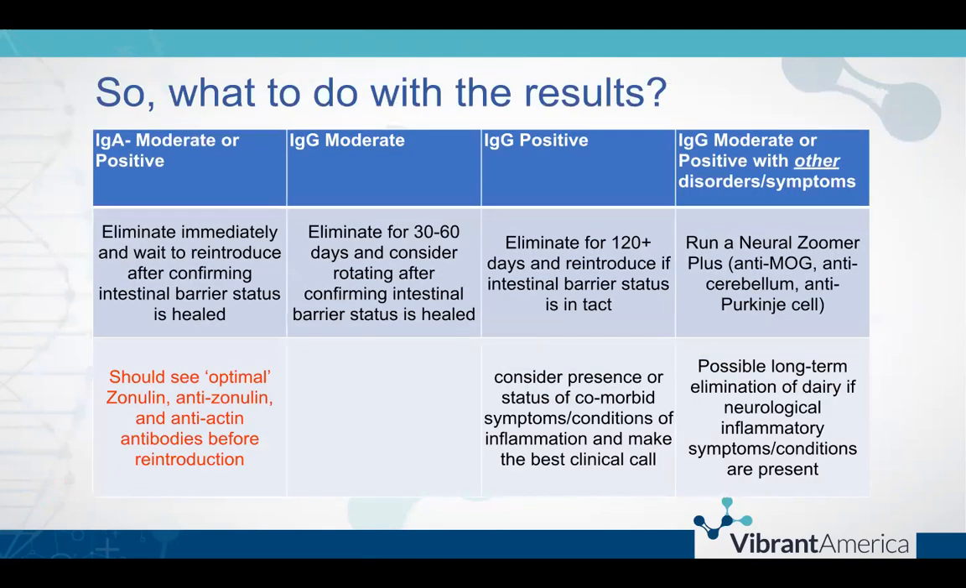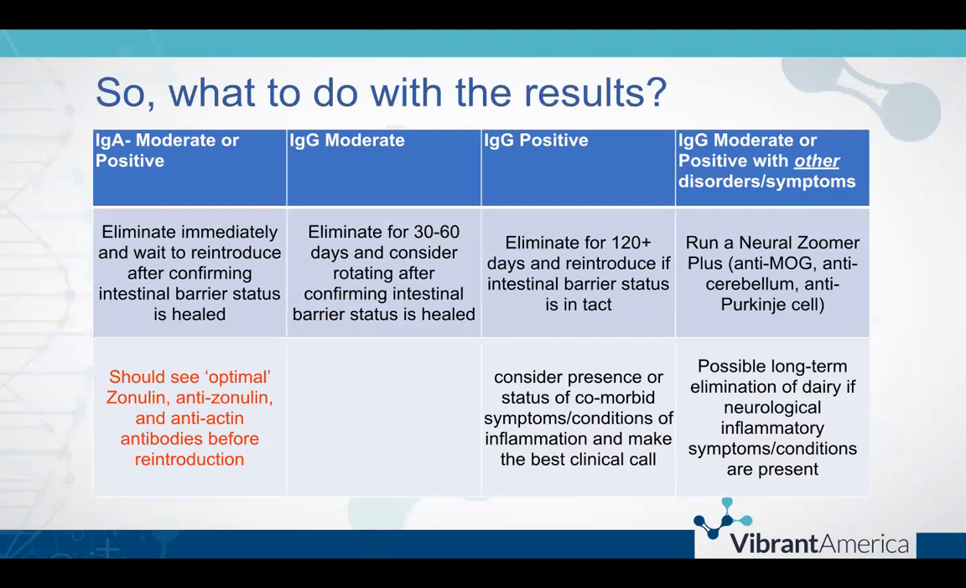Similar process here as far as what to do with the results on a dairy zoomer. Again, you definitely want to retest barrier permeability status before reintroducing any foods. You don't know if the patient has seen symptoms recede simply because they've eliminated the food, or because their gut is actually healing, because they're not necessarily the same thing.